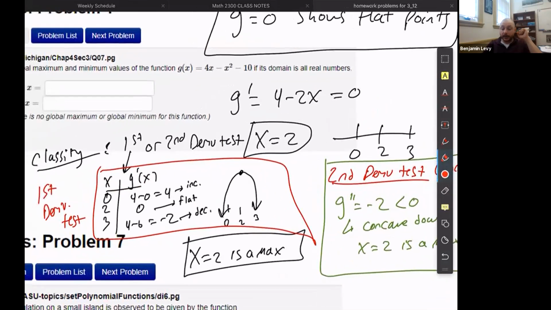Yeah, that's exactly right. So this piece right here means it's going up before 2. This piece right here means it's going down after 2. Being 0 at 2 means it's flat. And so yeah, we put those 3 things together to indicate that it's a max. It's a good one.